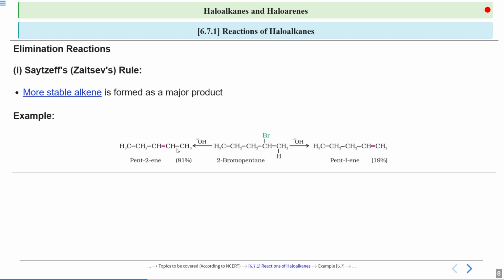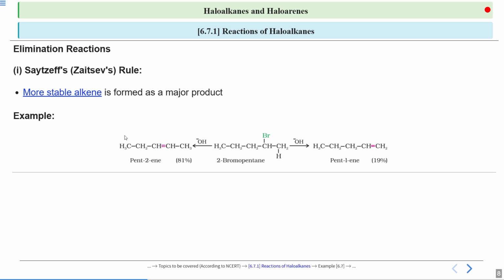That means at the second carbon in the parent chain, you will get a double bond or a pi bond. Now this pent-2-ene you are getting is 81%. What does it mean? If you compare the two alkenes in the mixture, one alkene is only 19%, the other is 81%. So this is the major product that you are getting.